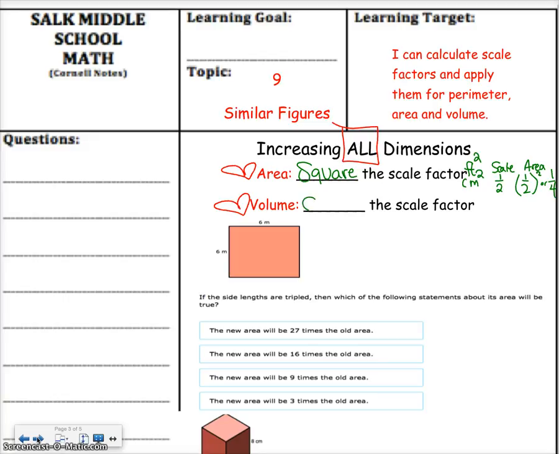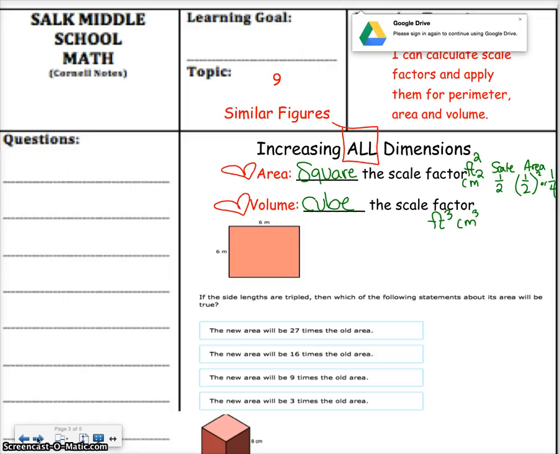Volume, you will cube the scale factor. The reason I cube it is because volume is a three-dimensional property. You have cubic feet, you have cubic centimeters. Volume is always representing three dimensions. So for example, if I had a scale factor of 1/2, then my volume scale factor would be, take your scale factor, cube it, which is 1/2 times 1/2 times 1/2, or 1/8.